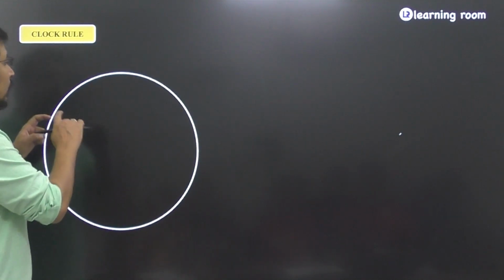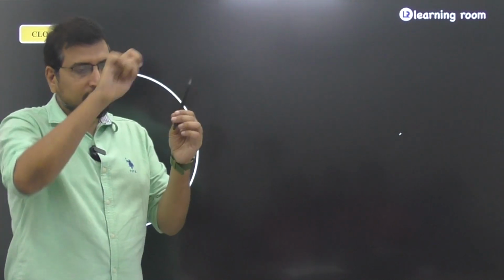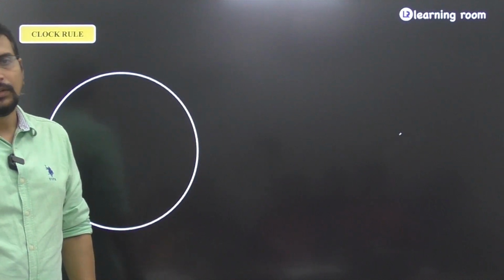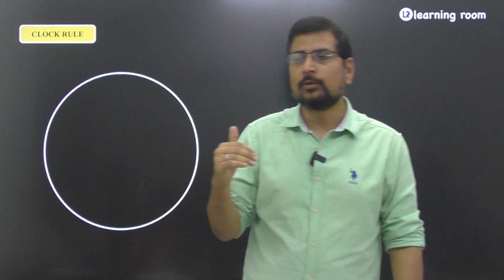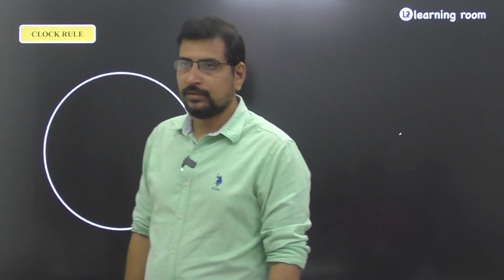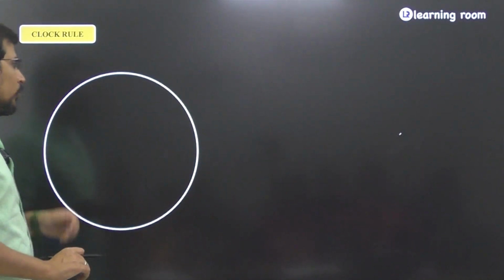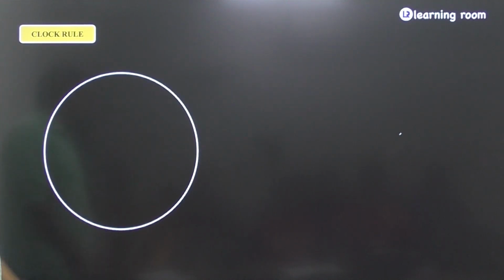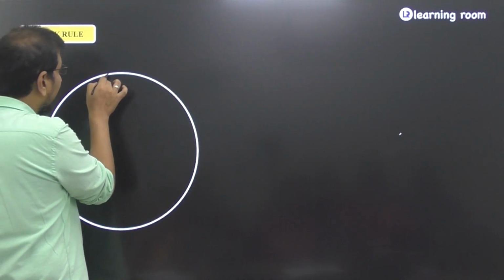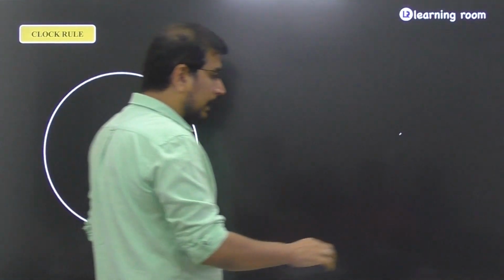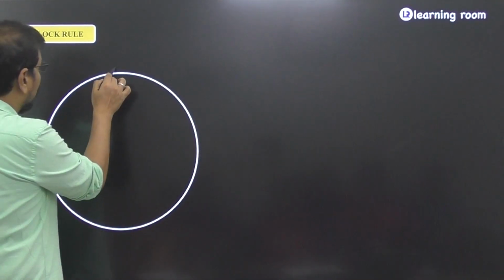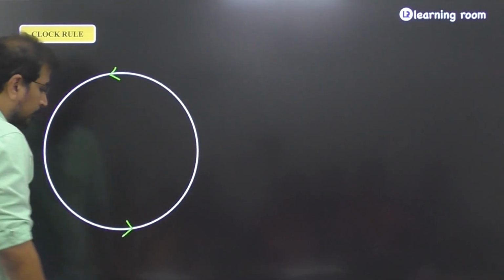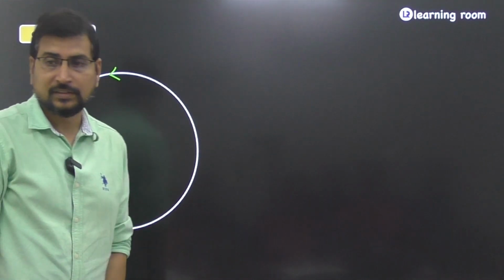Now, what happens if the same conductor is bent in the form of a loop? Then you don't speak about the current flowing upward or downward, rather you speak about the current flowing clockwise or anti-clockwise. Suppose I take a circular loop where the current is flowing in the anti-clockwise direction.